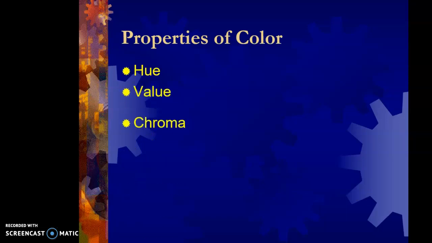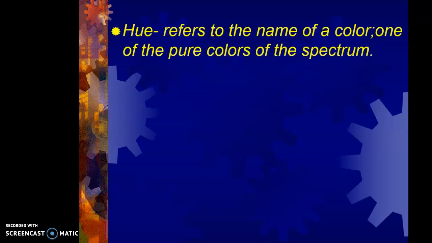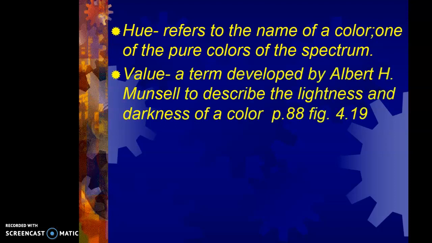So properties of color. Here's a listing of properties of color. Hue, value, and chroma. Let's define these. Hue refers to the name of a color, one of the pure colors of the color spectrum. Okay, so in other words, what I am saying is hue and color are the same thing. We'll find that a lot in art. We'll have 2 different names for the same exact thing. It can be frustrating, I understand. Value.